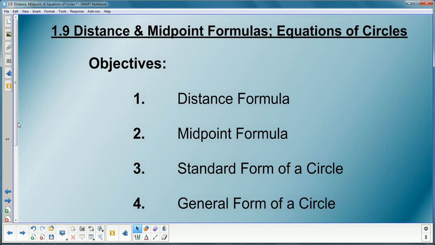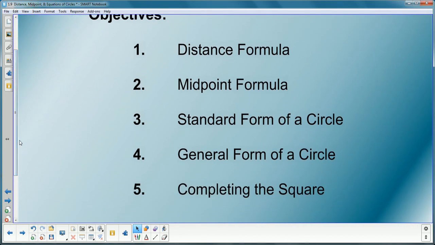Alright, so that is it for this lesson. We very quickly went over distance and midpoint. Those were pretty new for us. Standard form is pretty easy as long as you can identify h, k and then remember to take the square root a lot of times to get r. Toughest part is probably these last two where we complete the square twice to get general form into standard form.